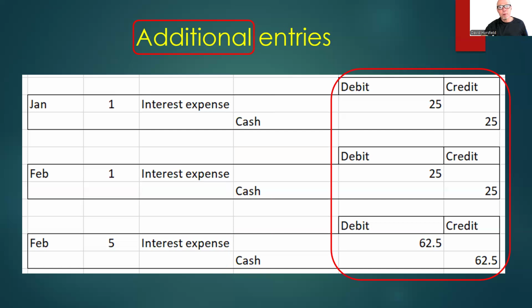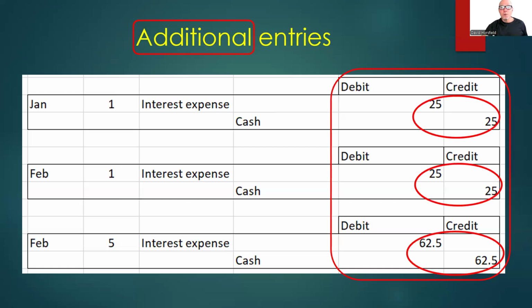Now, a couple of things to point out. Debits and credits: debits on the left, credits on the right. Does $25 balance with $25? The 25 debit balances with the 25 credit. The debit of 25 in February 1 balances with the credit of $25 in February 1. And February 5, which is where we were adding that new payment for that second loan, we've got a $62.50 debit. Does that balance with the $62.50 credit? Yes, it does. Debits on the left, credits on the right. Does it balance? Yes, it does. Go forward.